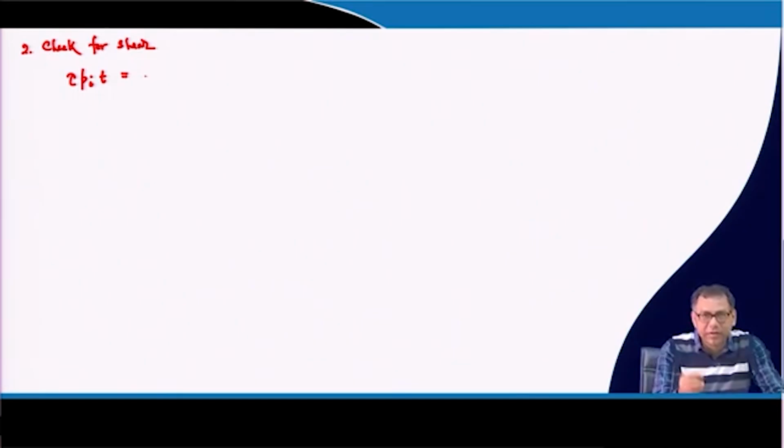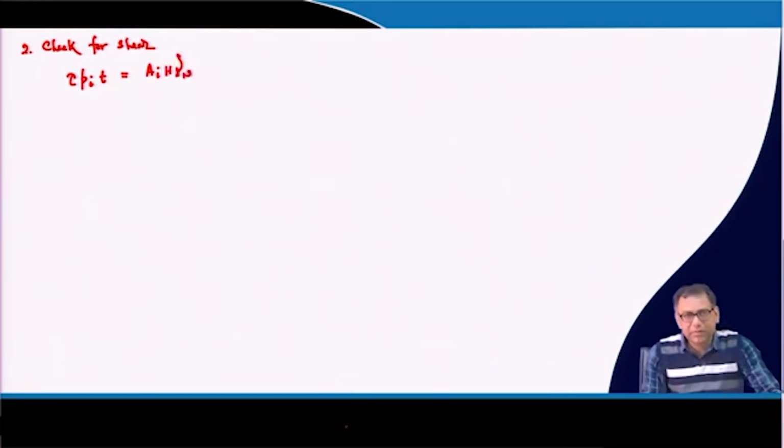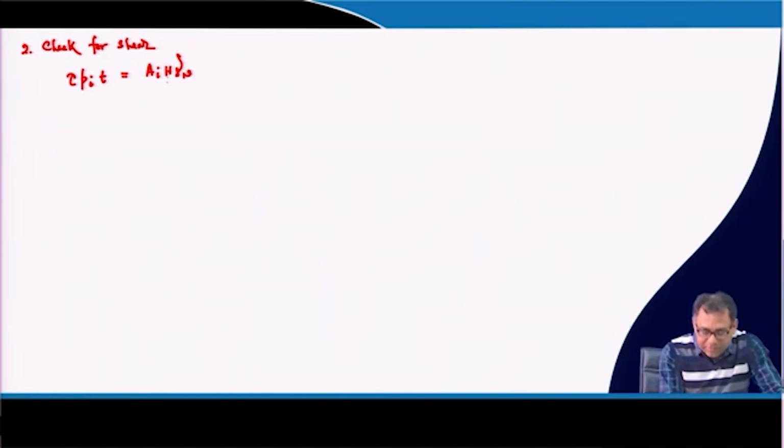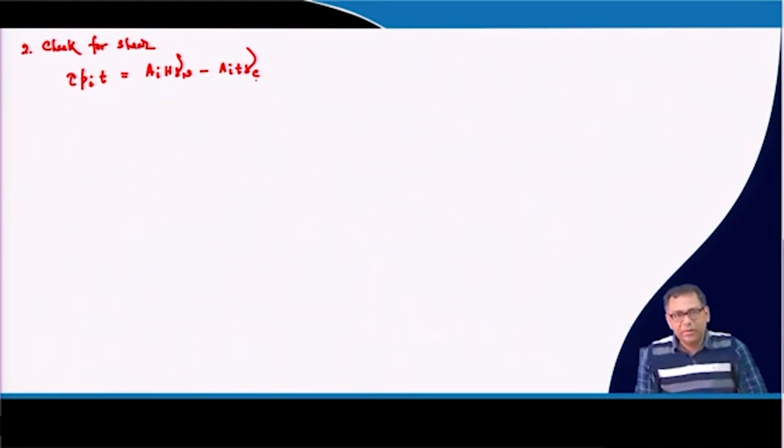the shear stress that is developed due to the upward force, and that is AI H gamma W, that means the inside area. So that is the force which is acting in the upward direction, and then AI T into the unit weight of the concrete. So that is the force which is acting in downward direction due to the weight of the well.